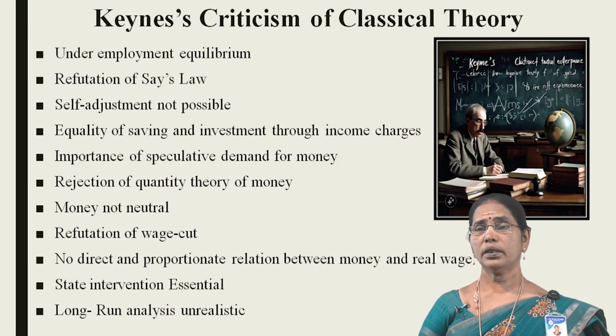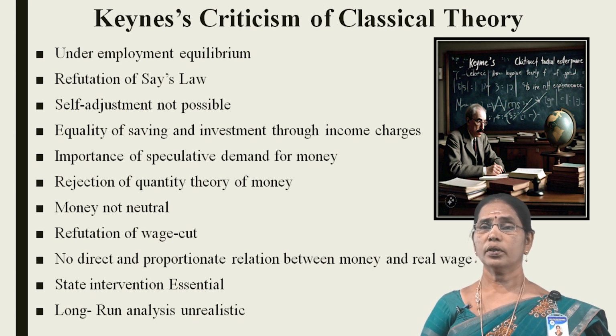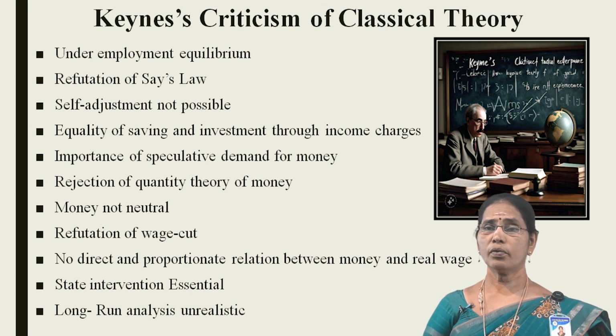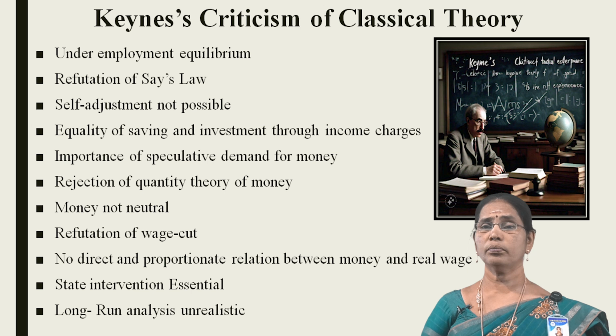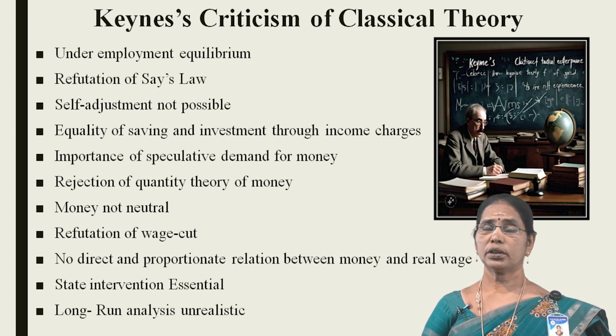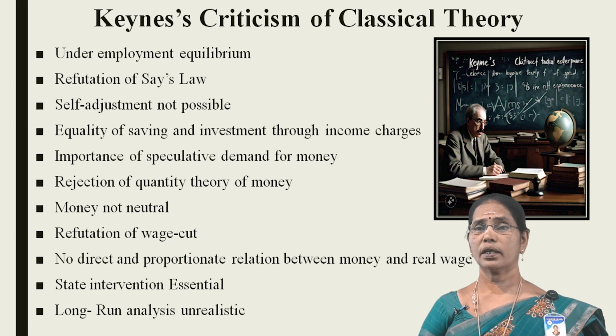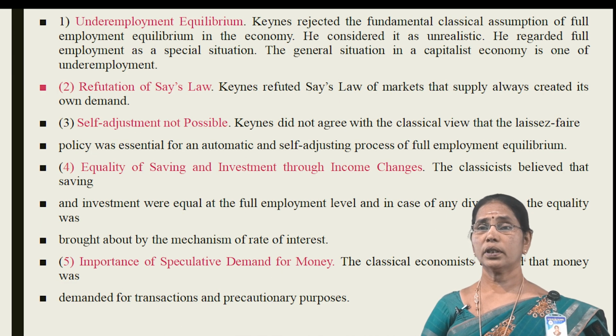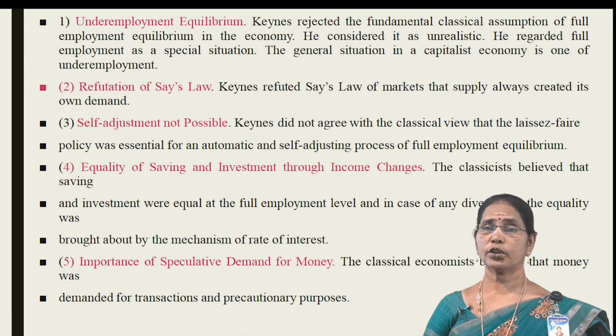Then, Keynes criticized the classical theory. First one is underemployment equilibrium, refutation of Say's law, self-adjustment not possible, equality of saving and investment through income, importance of speculative demand for money, rejection of quantity theory of money, money not neutral, refutation of wage cut, no direct and proportionate relation between money and real wages, state intervention essential, long run analysis is unrealistic. Now we have to see the explanations one by one.